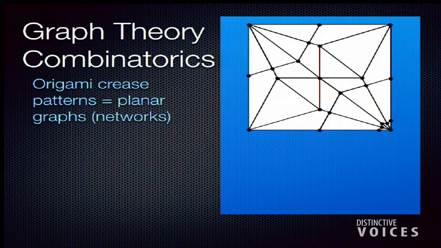But there's more. There's a branch of math called graph theory. It fits into another branch of math called combinatorics, which is about just counting things. Graph theory is about networks. So if you look at an origami crease pattern, it's actually a network of points and lines. You can just study what properties that has.